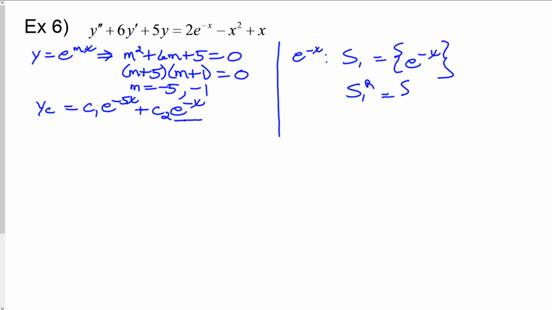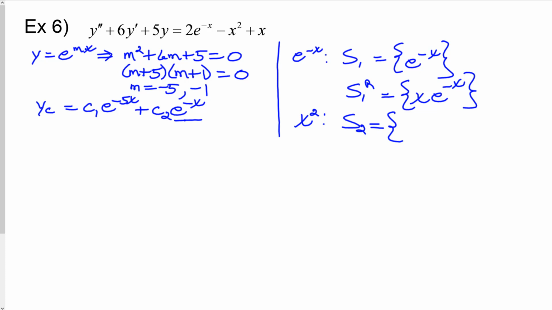by multiplying by the smallest power of x that eliminates the overlap. So x e to the negative x is linearly independent of e to the negative x as well as e to the negative 5x. So that takes care of that problem. All right, then we list the UC set for the next function. These are not just one big UC set. Each term on the right has its own UC set.